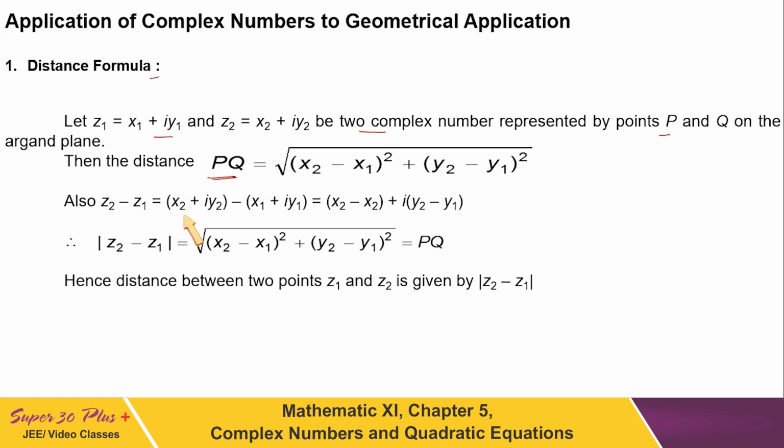And similarly, we can prove the value of Z2 minus Z1. It is x2 minus x1 plus iota times y2 minus y1. Now we are going to take the mod of this complex number. It will be the square root of x2 minus x1 whole square plus y2 minus y1 whole square, and this is equal to the length PQ, which is obtained by the distance formula. So we can say that mod of Z2 minus Z1 represents the distance between the two points Z1 and Z2. So what is mod Z? Mod Z is the distance of a point Z from the origin.